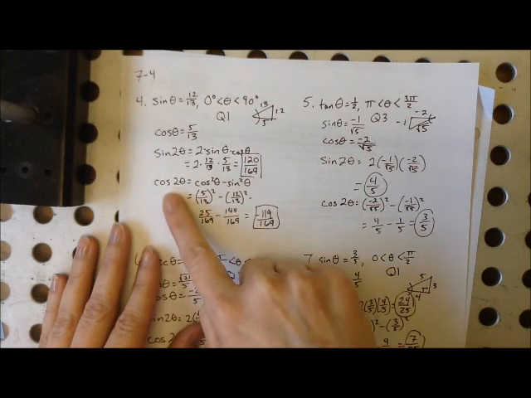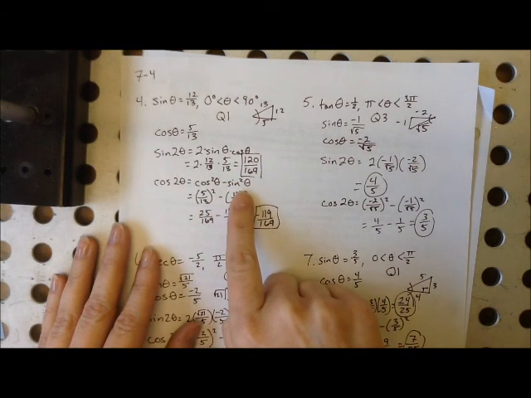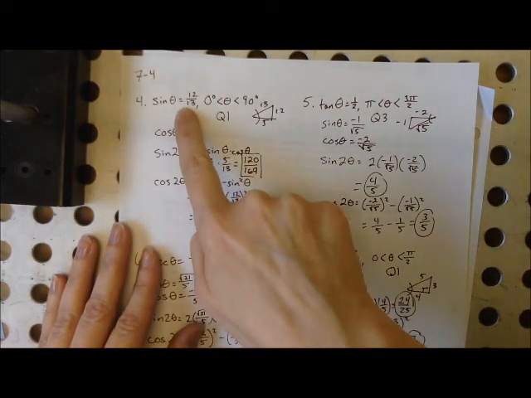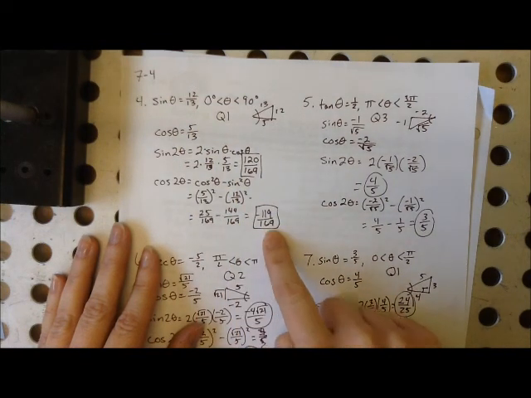For cosine 2 theta, for all of these I'm going to use the cosine squared minus sine squared, but if you use another formula you should get the same thing. So plug in the cosine you already found, plug in the sine you already found. Work it out, simplify, negative 119 over 169.